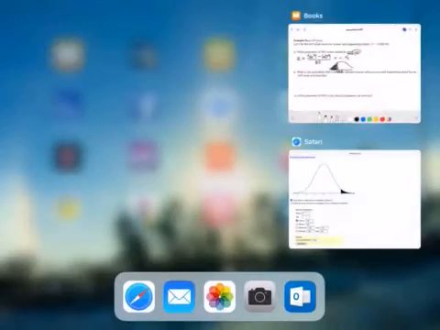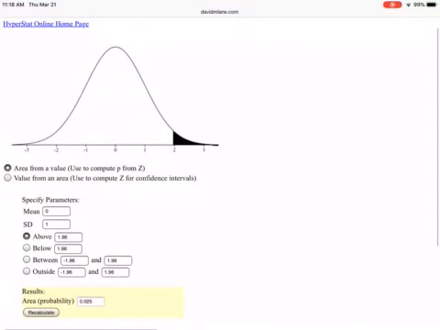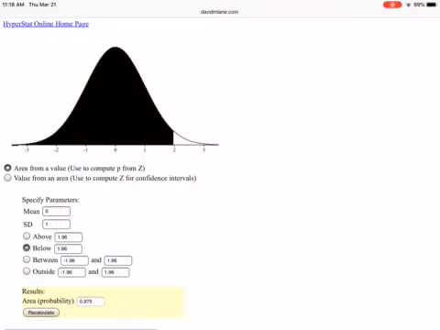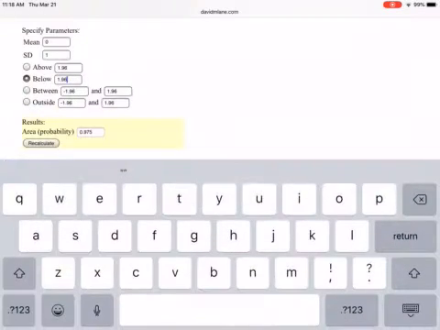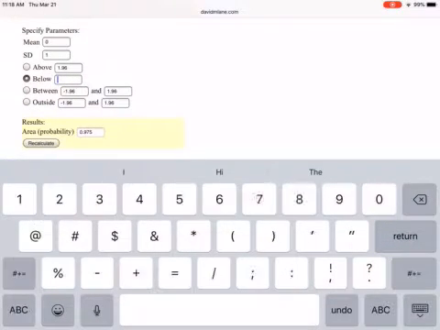So you can go to that website that I have in the notes, and what you'll do is make sure the first bubble is selected, which is I want an area from a value. We'll keep the mean and standard deviation as 0, 1. Once we have a z-score, that's what we have. Then we just pick, are we doing above, below, between, or outside? We wanted the area below. You can see it shaded the graph to the left.